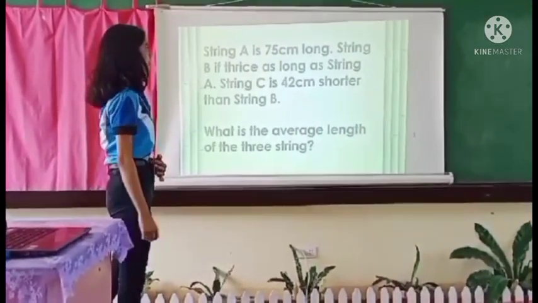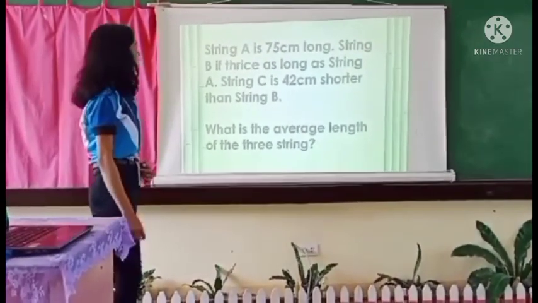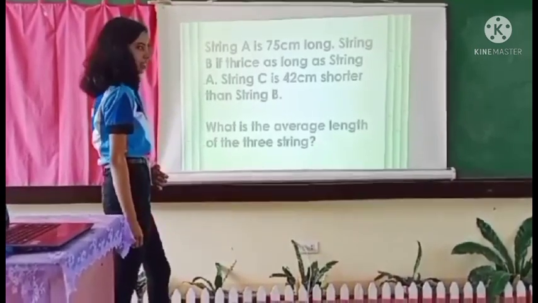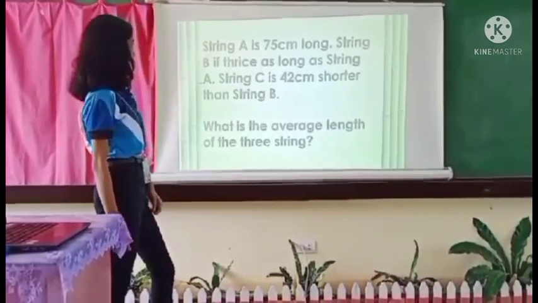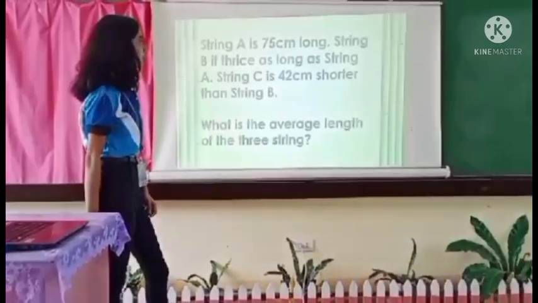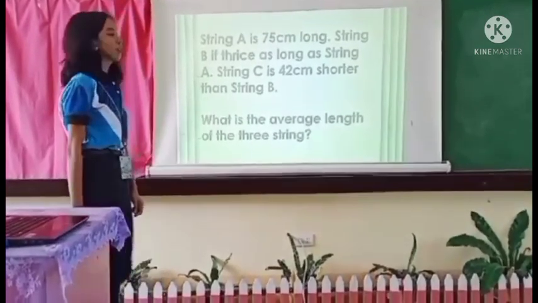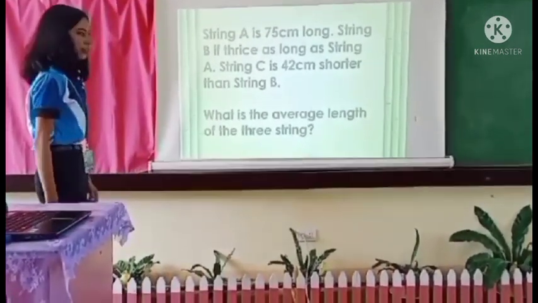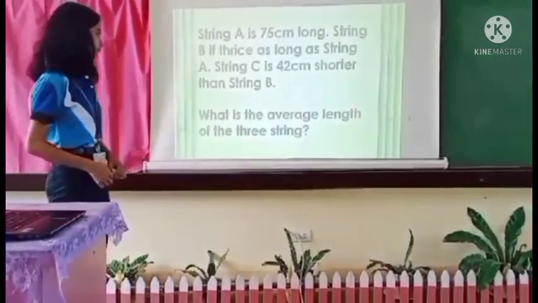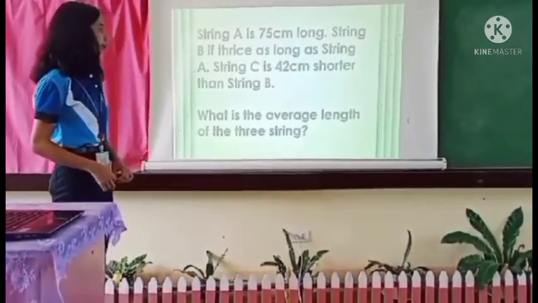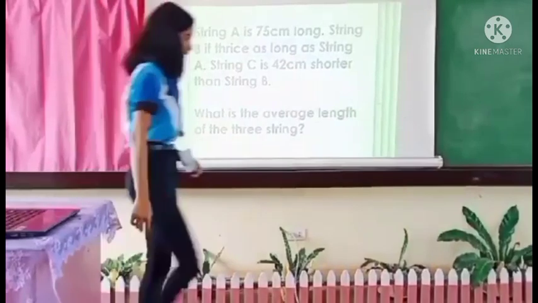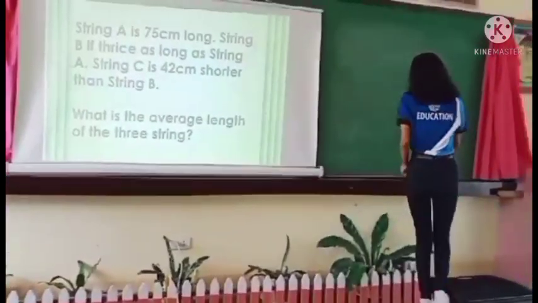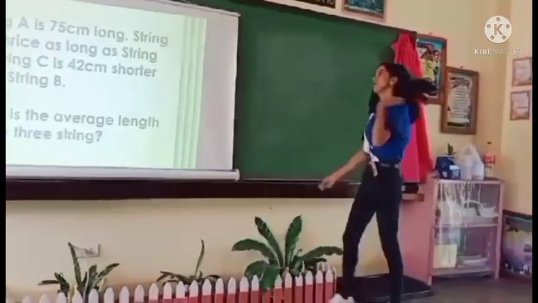String A is 75 centimeters long. String B is twice as long as string A. String C is 42 centimeters shorter than string B. So the question is, what is the average length of the strings? So to get the answer, you need to state the following solution.